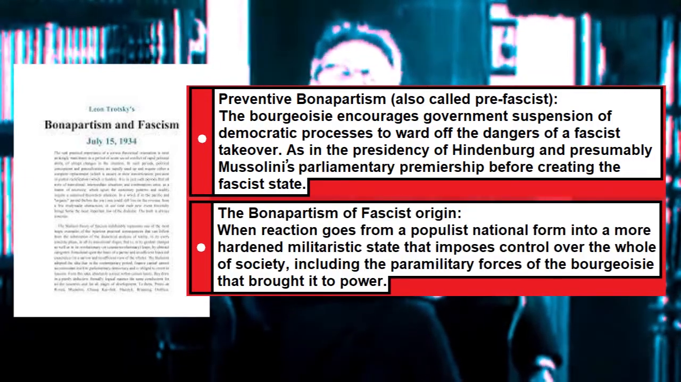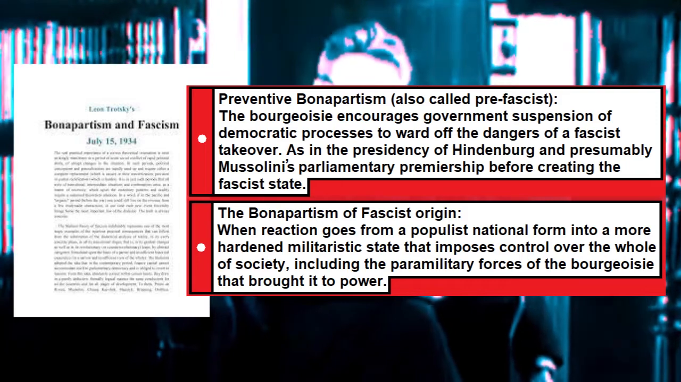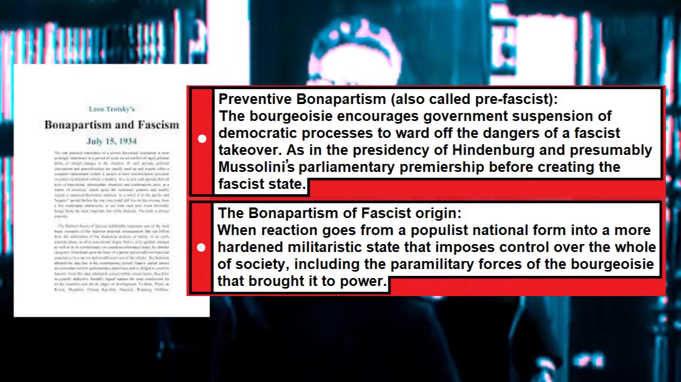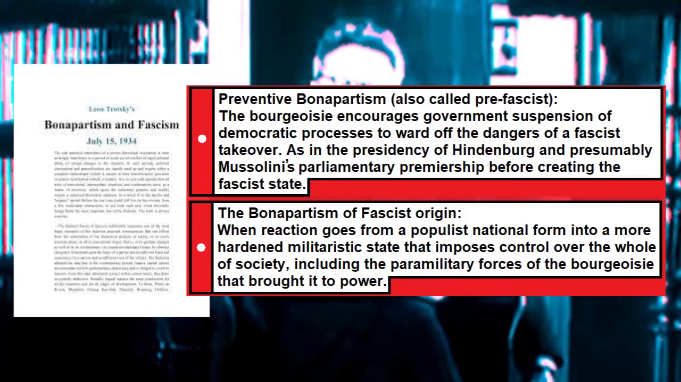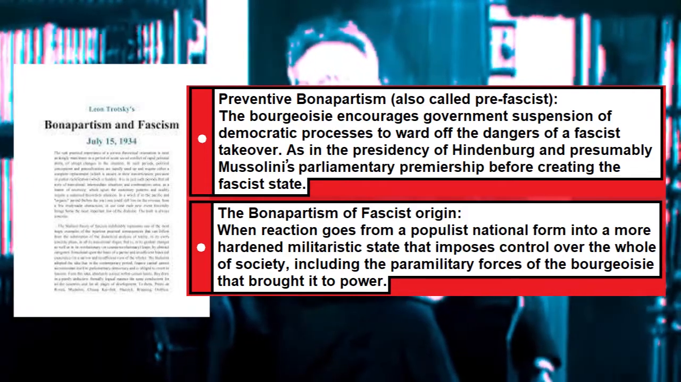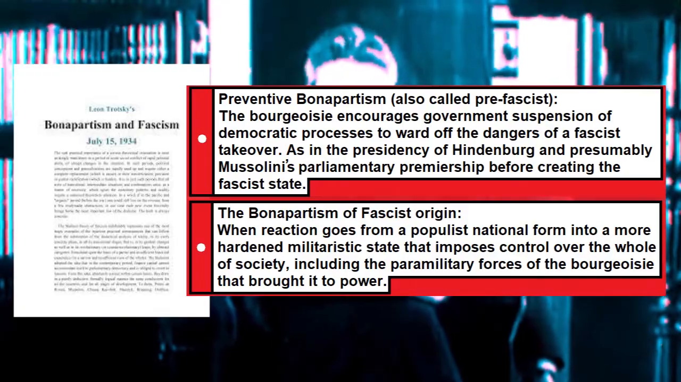And the Bonapartism of fascist origin, which happens when reaction goes from a populist national form into a more hardened militaristic state that imposes control over the whole society, including the paramilitary forces of the bourgeois that brought it into power. Although he criticizes Stalin and the Comintern for their indiscriminate labeling of fascism, he shares their axiom that fascism can only be the government of finance capital.